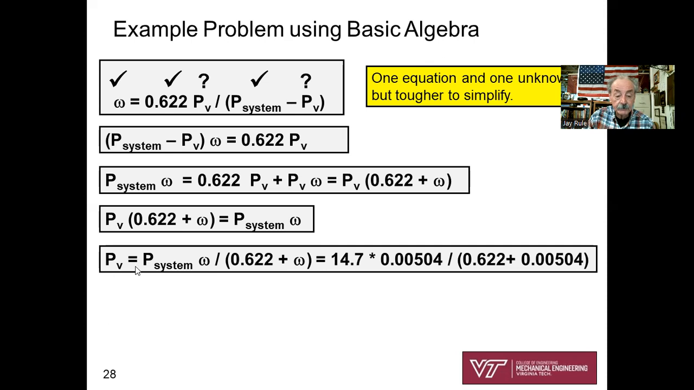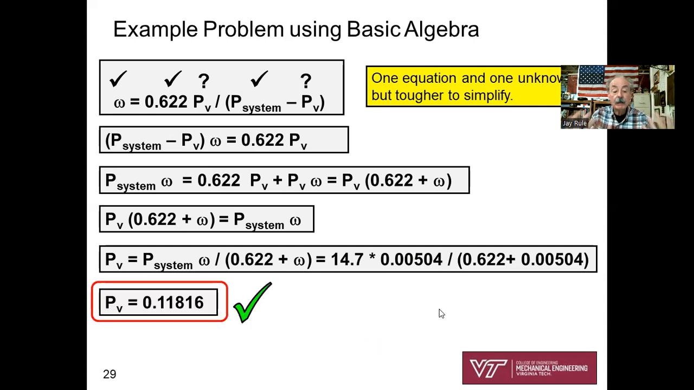So here we are. PV equals P system omega, there's the right-hand side, divided by the quantity 0.622 plus omega. And then I'm just going to plug in numbers for everything we know on the right-hand side. Break out the calculator and get a numerical result. P sub V equals 0.11816.